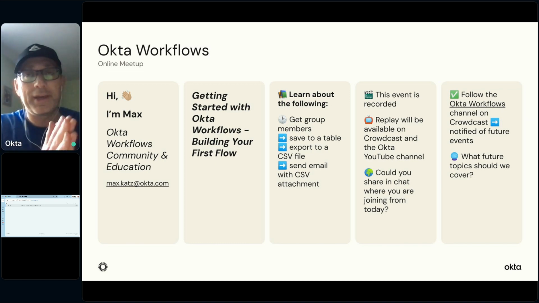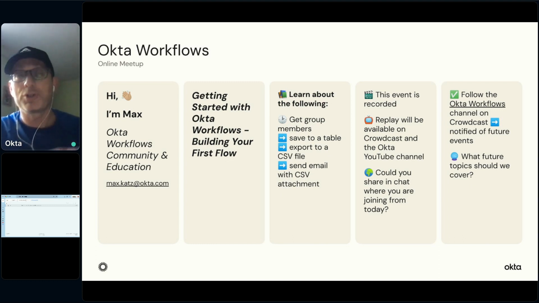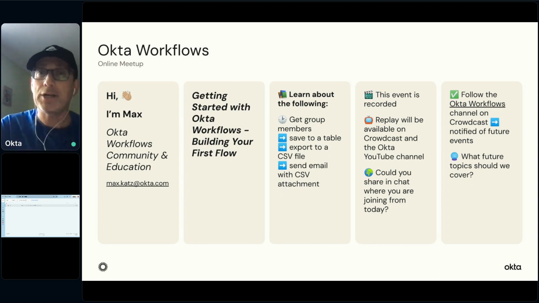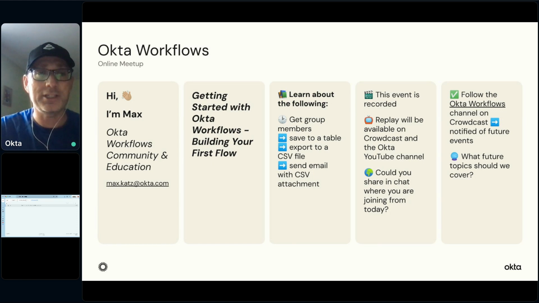So the flow we'll be building is we're going to get users from a group in this case, and we will save users to a table, then export the users to a CSV file, and then send an email. Okay. So let's get started. As we build the flow, I'm going to cover the various fundamentals of using and building with Okta Workflows. All right.